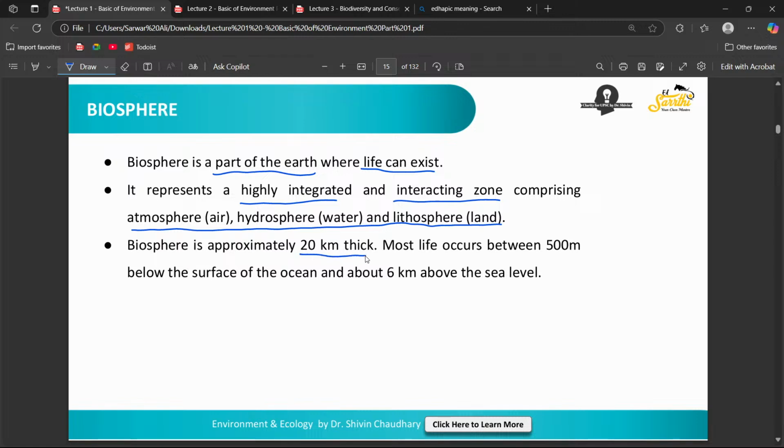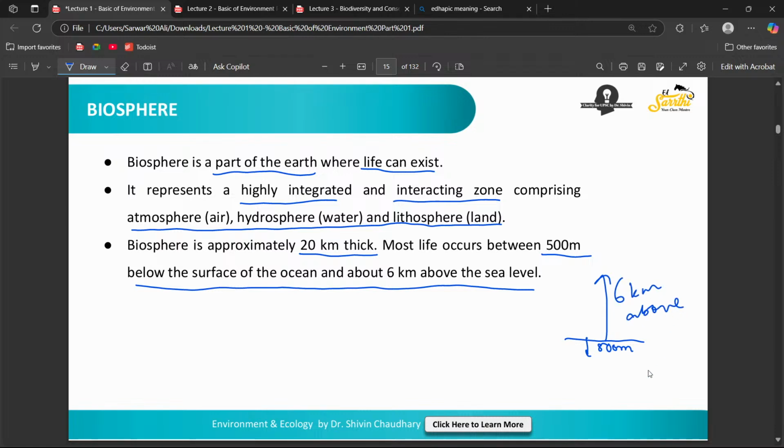Biosphere is approximately 20 kilometers thick. Most of life occurs between 500 meters below the surface of the ocean and 6 kilometers above the sea level. So it means that most of life is existing at the sea level, 500 meters up till 500 meters below the sea, and up till 6 kilometers above the sea level. Alright, this is the sea level.